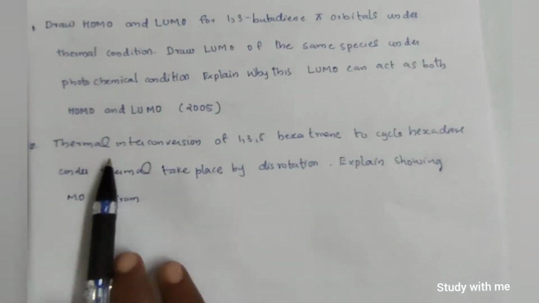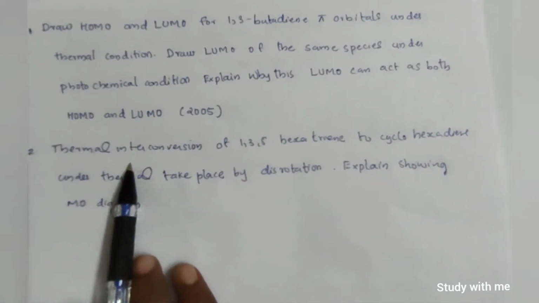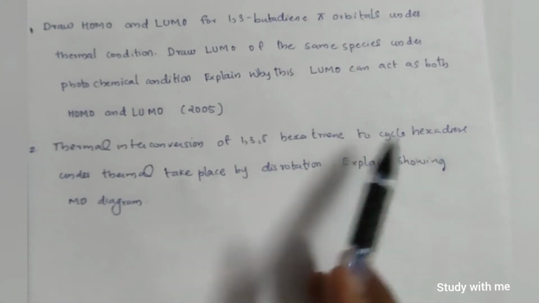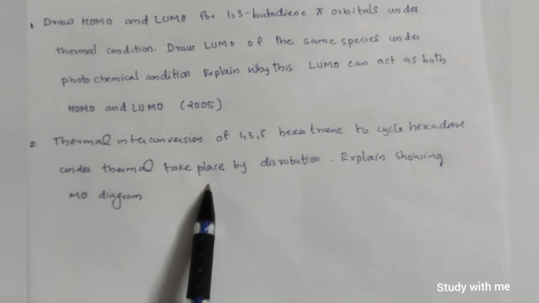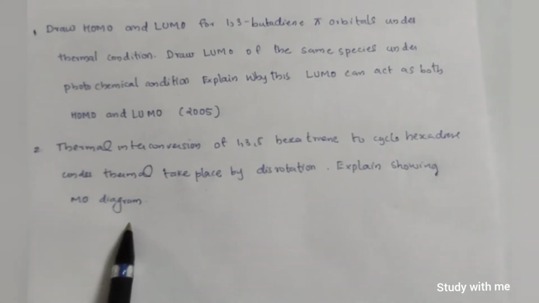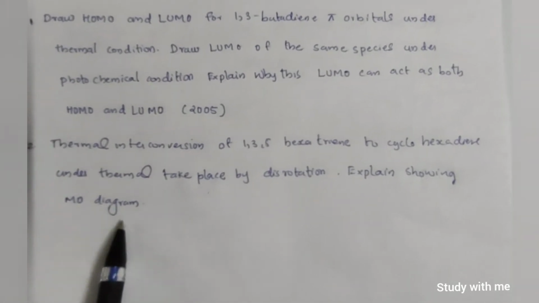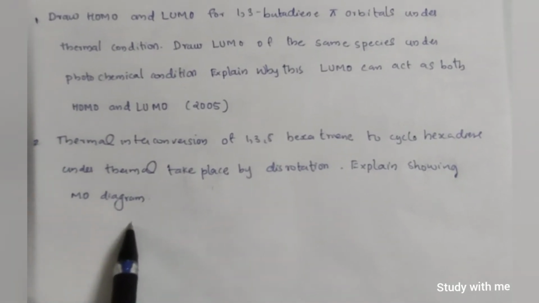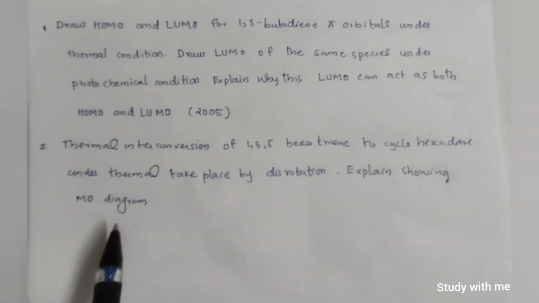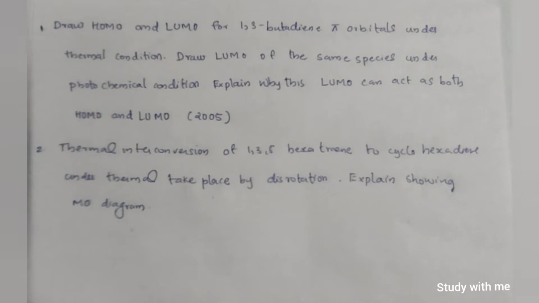And there is another question, that is, thermal interconversion of 1,3,5-hexatriene to cyclohexadiene takes place by disrotation. Explain, showing an MO diagram. So these 2 questions can be answered by knowing the previous video and this video. So now we are going to answer these 2 questions.